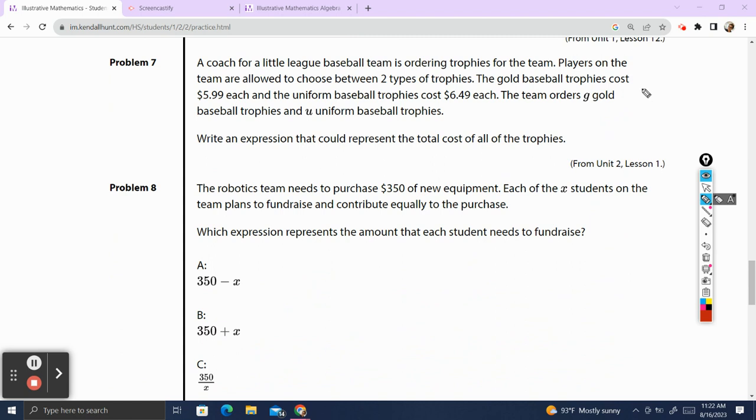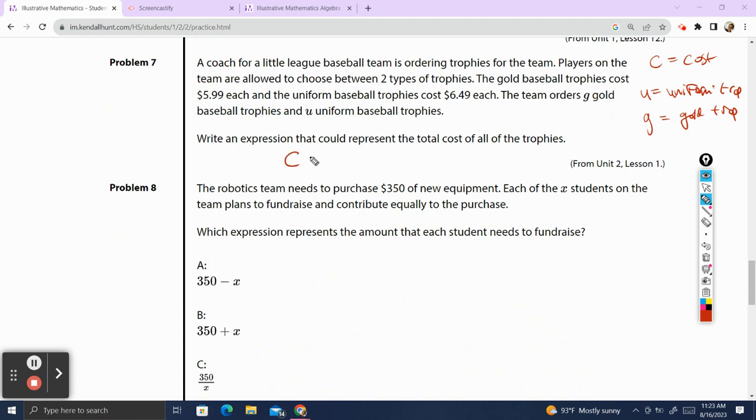So, U is uniform trophies. I don't know what a uniform trophy is. And then we have G, which is gold trophies. And then we're going to have the cost, which we're just going to call C.